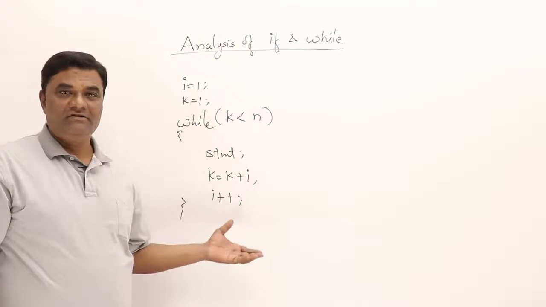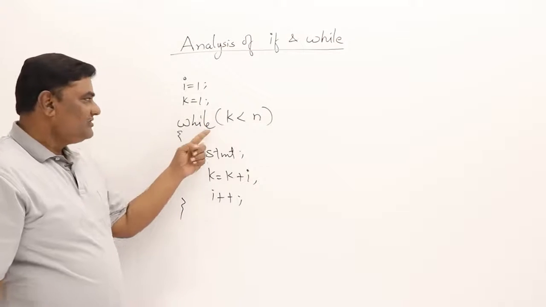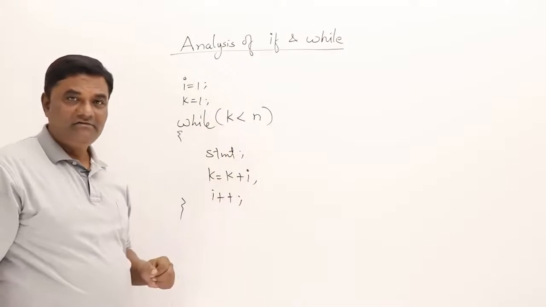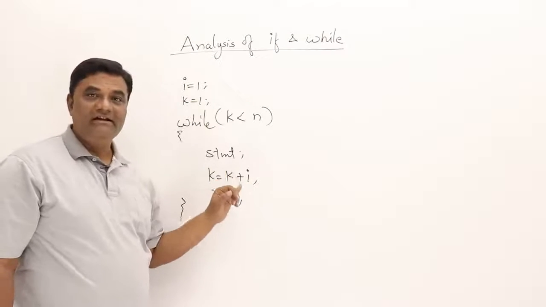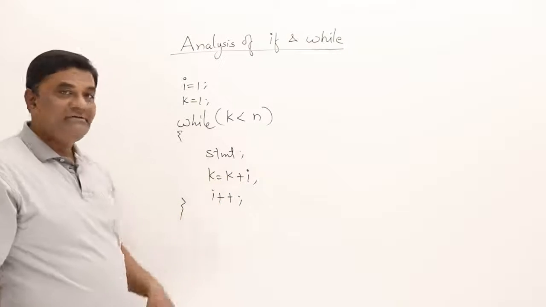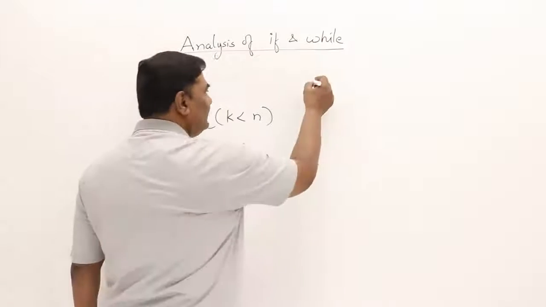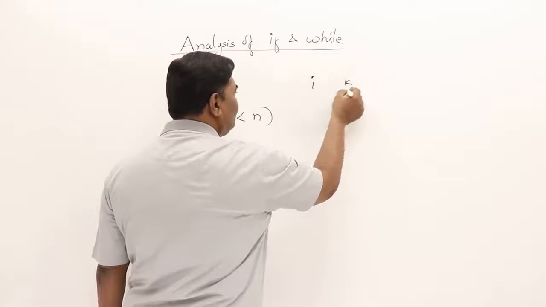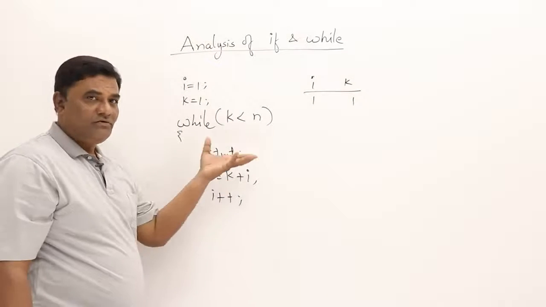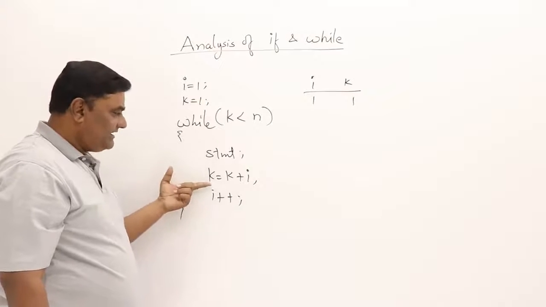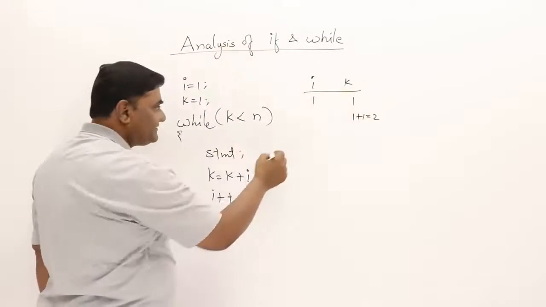Now here I have a loop. Let us see how many times this will execute. Condition is k is less than n. And here what is k? k is 1 and k is getting updated by adding i every time, and i is incrementing every time. So I don't know how many times it's going to execute. So let us trace this one. i and k, initially both are 1. So 1 is less than n. We don't know what n is. And what happens? k assign k plus i. So this becomes 1 plus 1, that is 2, and i plus 1 becomes 2.